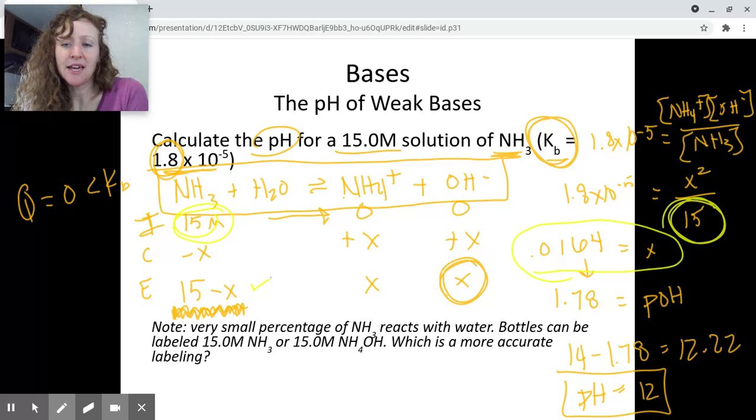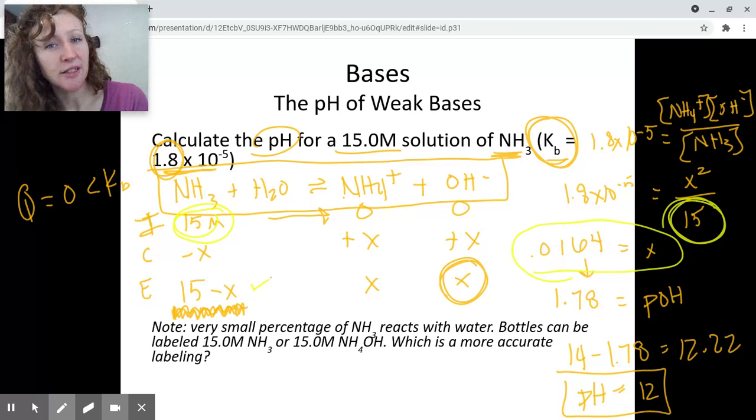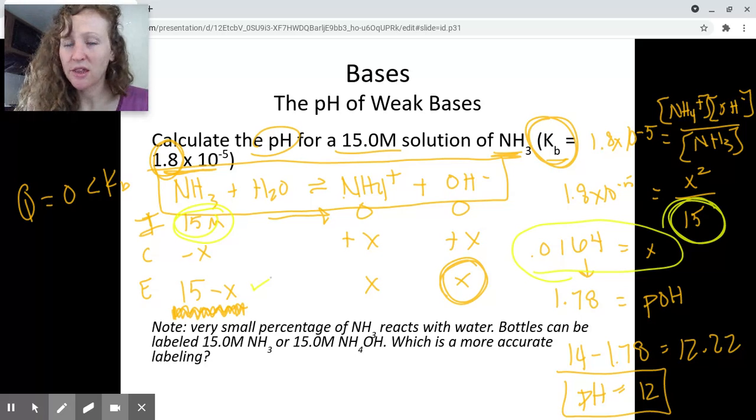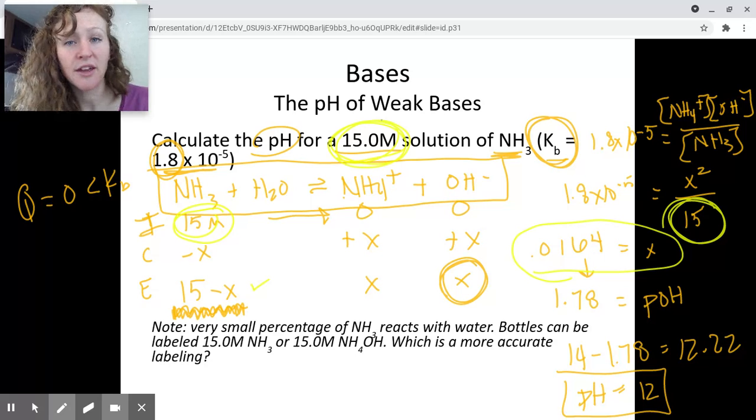But again, does that mean that my substance is very strong? Or does that pH more reflect concentration than it does the strength of my base? And that's very true. That pH is going to reflect my concentration a lot more than the strength of my base.